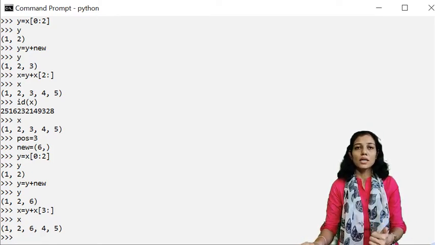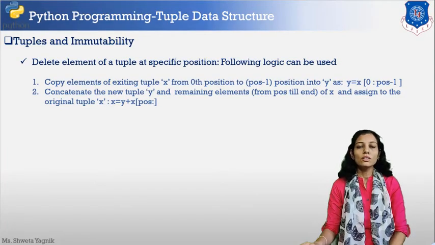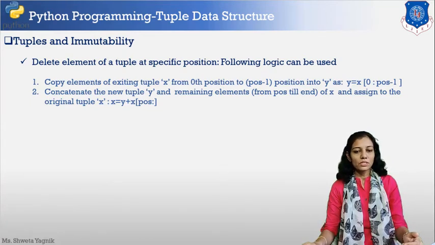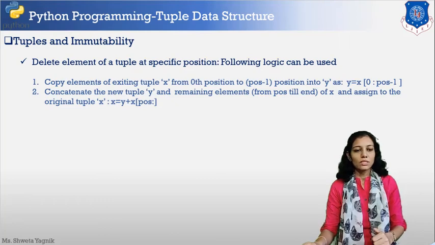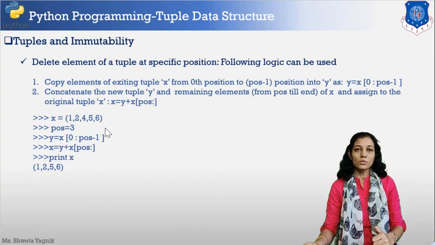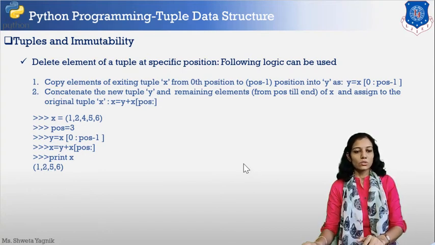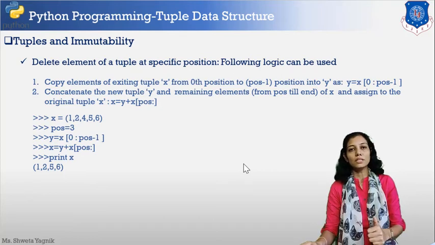So now we will see how to delete an element from the tuple. In order to delete an element from the tuple, we are going to follow these two simple steps. First, we are going to copy the elements, and then we will skip one position and then concatenate. So this is how we will be able to achieve our task. First is our tuple position, and then we will copy the desired elements, skip one position, and then we will concatenate. So let us see practically how to delete an element from the tuple.